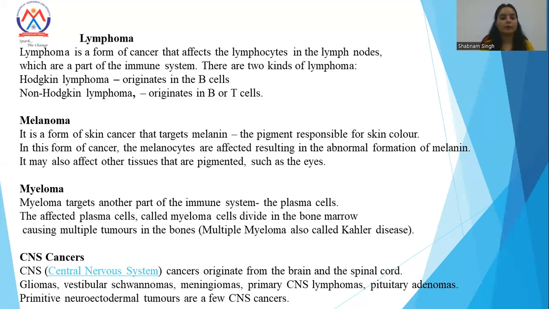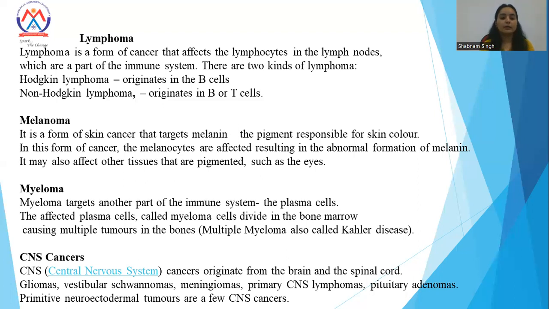Next, we will talk about myeloma. Myeloma targets another part of the immune system, the plasma cells. The affected plasma cells, called myeloma cells, divide in the bone marrow, causing multiple tumors in the bones. That is known as multiple myeloma, also known as Kahler's disease.